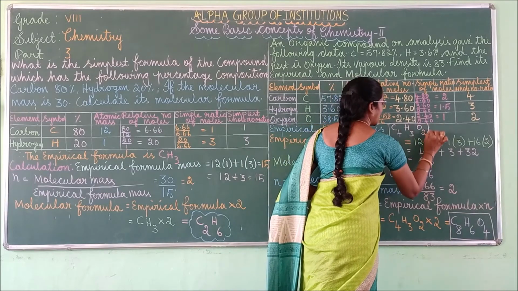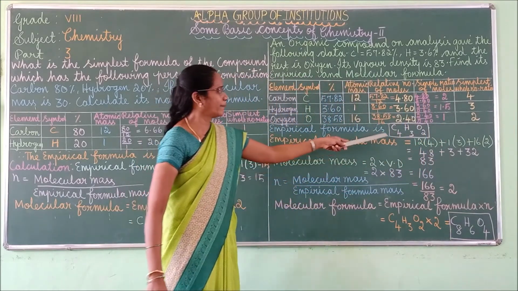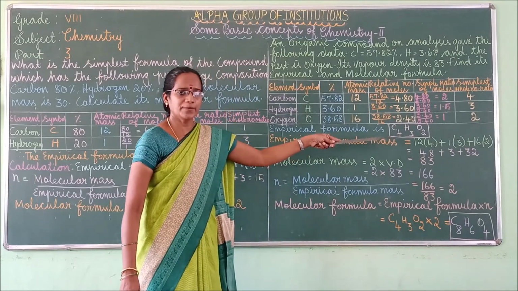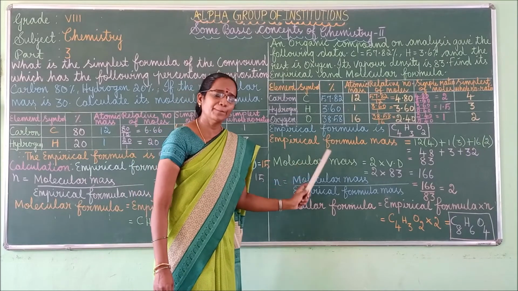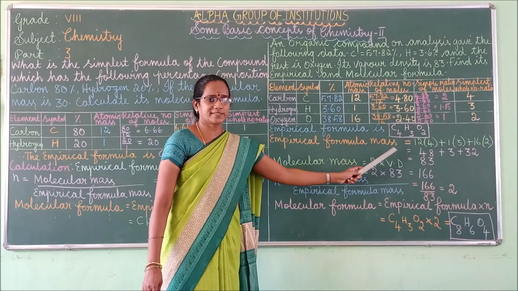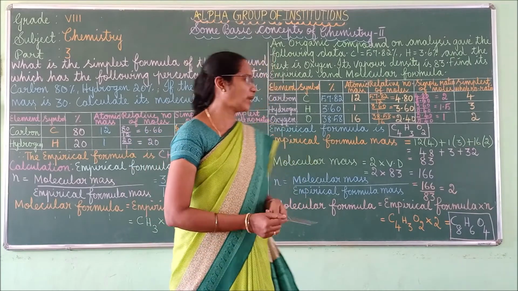You have to highlight the empirical formula. Shall we move to the next step? Next, you have to find out the empirical formula mass. So the second step is to find out the empirical formula mass.